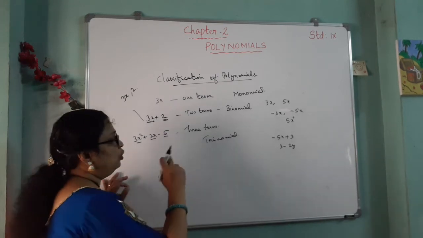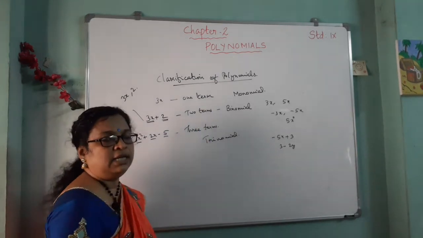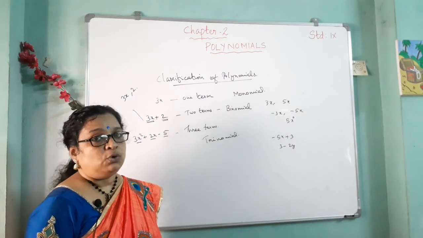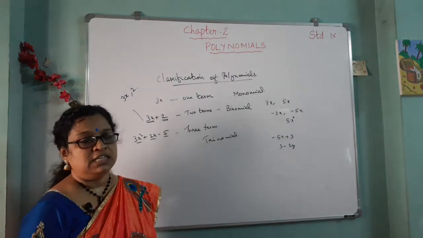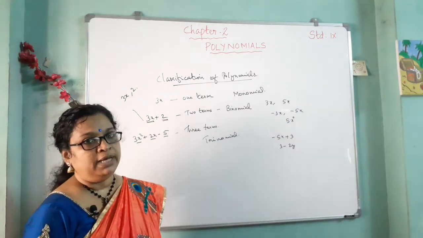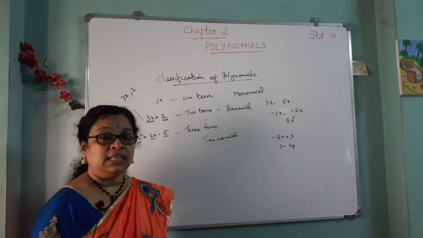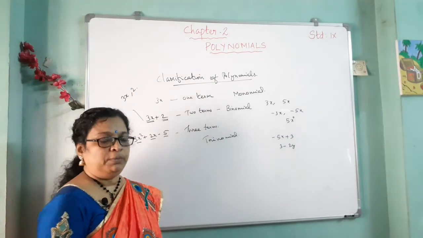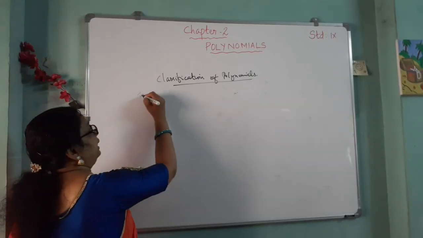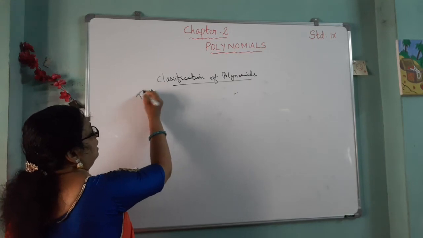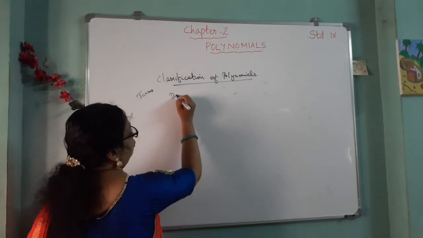That is a polynomial. Classification of polynomials. A polynomial which has only one term is called monomial, a polynomial which has 2 terms is called binomial, and a polynomial which has 3 terms is called trinomial. Now we learn the classification of polynomials according to terms. Next, the classification of polynomial according to their degree.